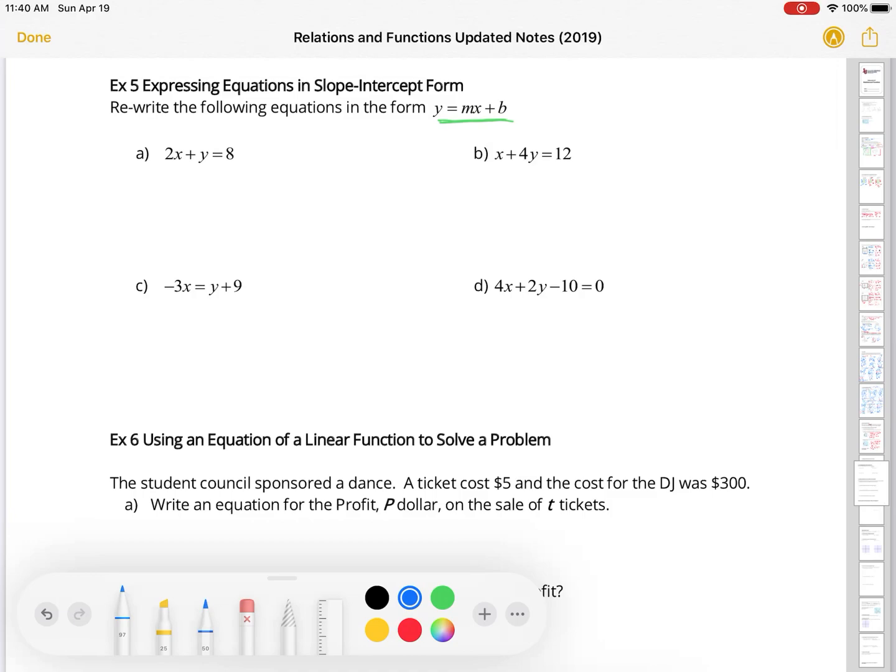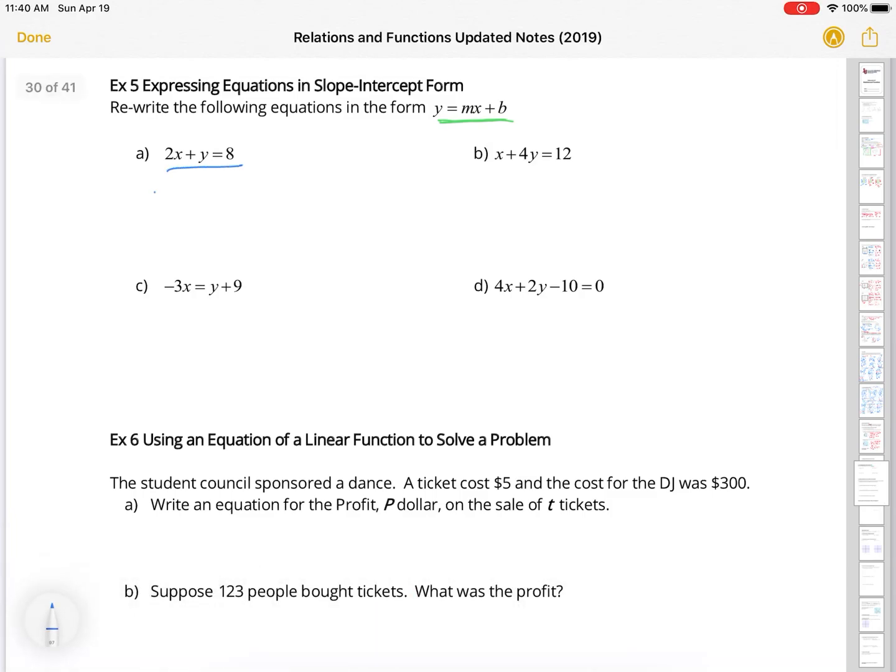So here we have 2x plus y equals 8. So we want to get y by itself. So we're going to move that 2x to the other side. We do that by subtracting 2x from each side. So we get y equals minus 2x plus 8. And if we wanted to think about what that tells us, the slope is -2 and the y-intercept is 8. But it didn't ask us for that. So all we did there is we just rearranged the equation. That one's pretty straightforward. It's one operation to get us where we need it to be.